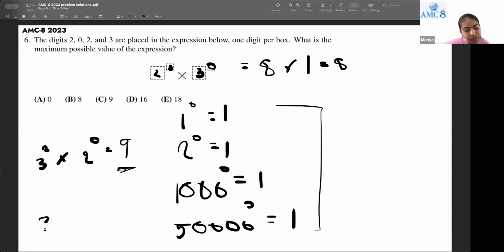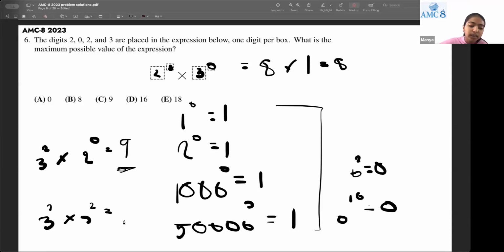How about we can try 3 to the power of 2 times 0 to the power of 2. Well, in this case, we'll be getting 9 times, well, 0 to the power of 2 here is going to be equal to 0 times 0, which is going to be equal to 0. The same thing applies for 0 to the power of 10. 0 to the power of 10 will be equal to 0 times 0 times 0 all the way up till 10, and that's still going to be equal to 0. So the value of this expression is going to be 9 times 0, which is going to be equal to 0. And so if we try trial and error, we're going to be getting the largest value of this is going to be equal to 9. And this is how we got to answer choice C.